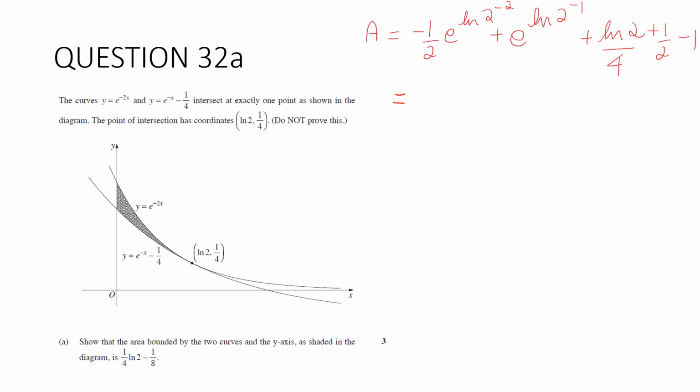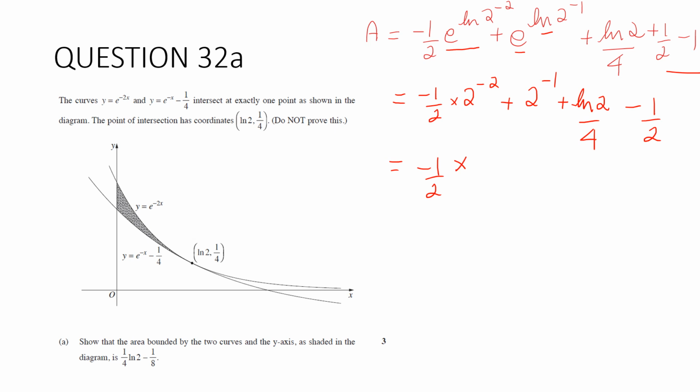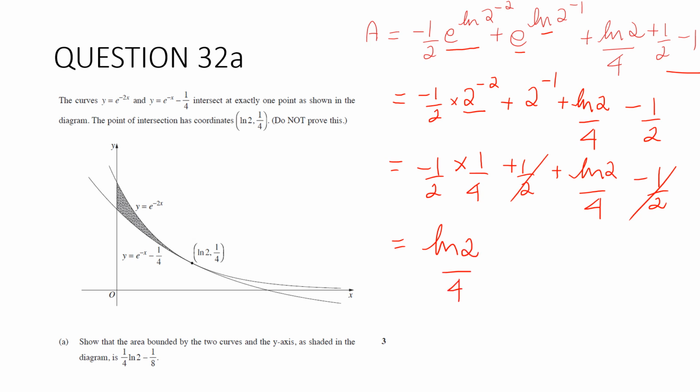equals negative half. Now this part here is equal to 2 to the negative 2, plus, same here, 2 to the negative 1, plus ln 2 on 4, and that part there is negative a half. Okay, we're getting there. Negative a half times 2 to the negative 2 is a quarter, plus a half, plus ln 2 on 4 minus a half, they cancel, is equal to ln 2 on 4, take away 1/8, as required.